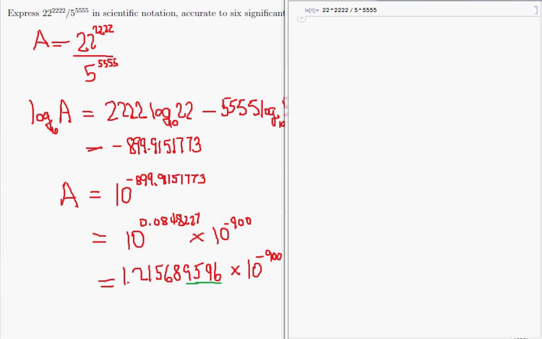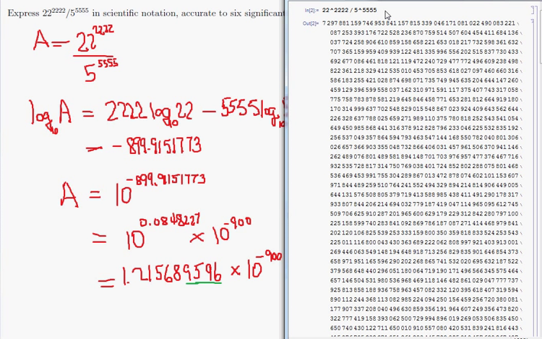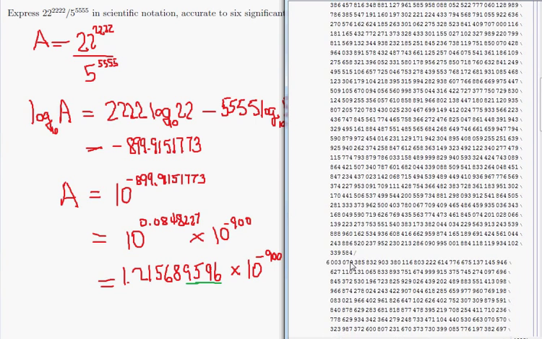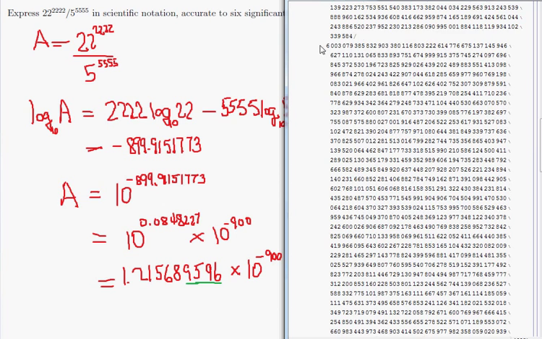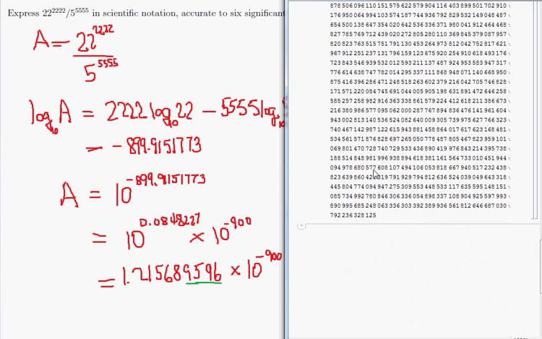Those may not be exactly correct. To get a closer look to see how accurate this indeed worked out to be, let me pull up Mathematica. So 22 raised to the 2,222nd divided by 5 to the 5,555th. And Mathematica will do this exactly. So there's your numerator all the way to here, and starting on the 6, there's your denominator. That's pretty long, but that is exactly correct.